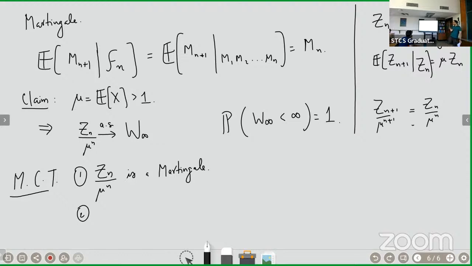What is the expected value of this? Zn by mu. 1. Is that good or bad? For the convergence theorem, what do you want? You want something less than 1. Otherwise that will blow up. So another fact is this.